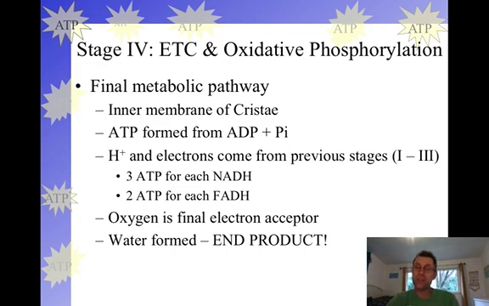The final electron acceptor of this chain is oxygen, and from it we get water. And so if I ever ask you what the end product of the complete breakdown of a carbohydrate molecule is, it's going to be water. Carbon dioxide's in there as well, but really water is the very, very end product.